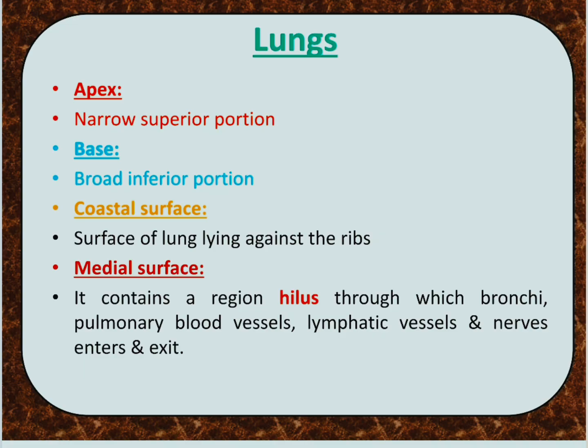I will show where the medial surface is. It contains a region called the hilus, through which the bronchi, pulmonary blood vessels, lymphatic vessels and nerves enter and exit. So there is the apex at the superior, the base at the inferior, the costal surface against the ribs, and the medial surface containing the hilus.